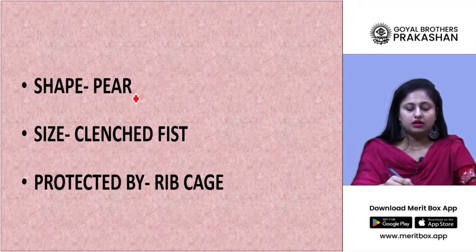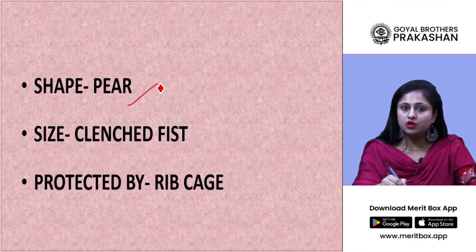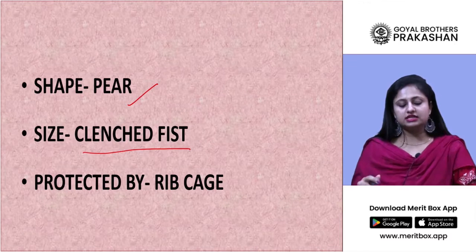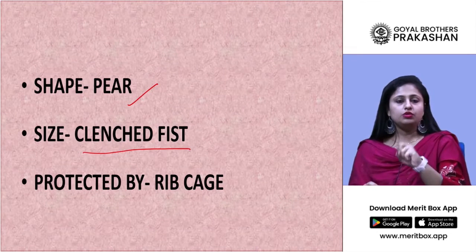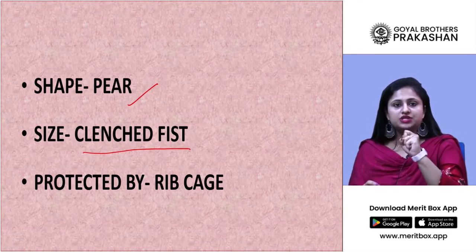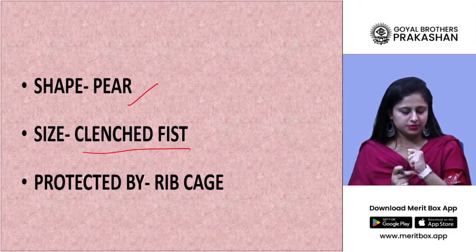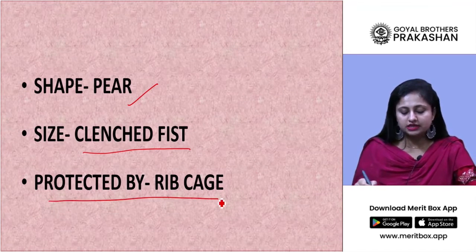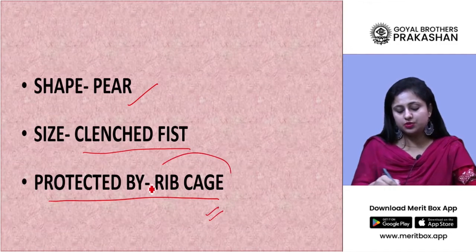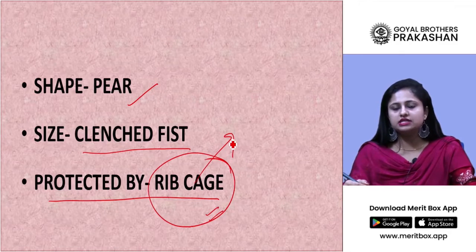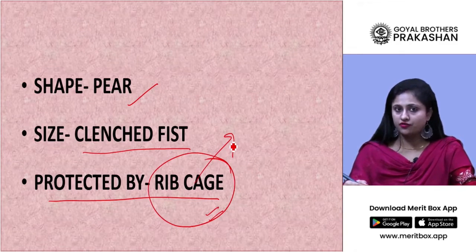Next, our heart is a pear-shaped organ, and the size, it is a clenched fist. So when you see your clenched fist, okay, so this is the actual size of our heart. Our heart is protected by rib cage. Rib cage provides protection to our heart and the various arteries, veins and muscles of our heart too.